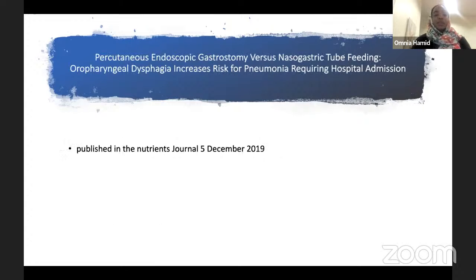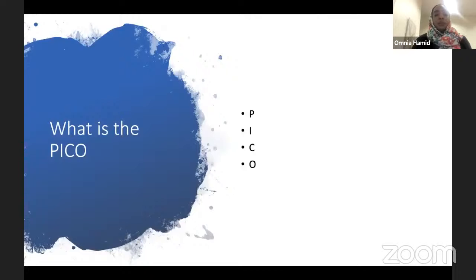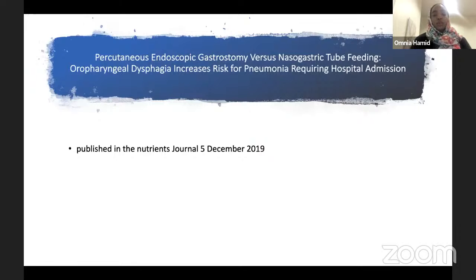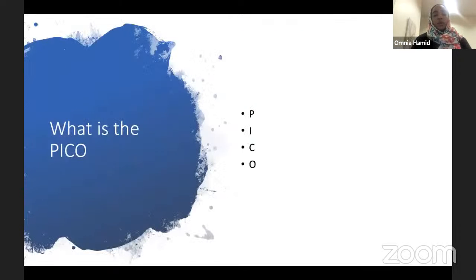The second study is percutaneous endoscopic gastrostomy tube versus nasogastric tube feeding in patients with oropharyngeal dysphagia increases risk of pneumonia requiring hospital admission. This is published in the Nutrients Journal, 5th of December 2019. The PICO question is, the population is patient with oropharyngeal dysphagia. The intervention group is patient on PEG tube. The comparison group patients on nasogastric tube, and the outcome is the risk of aspiration.